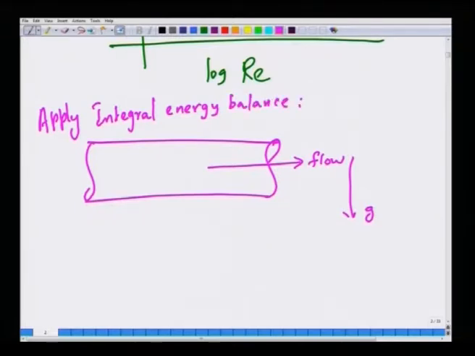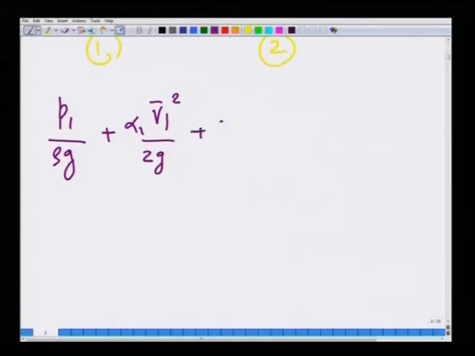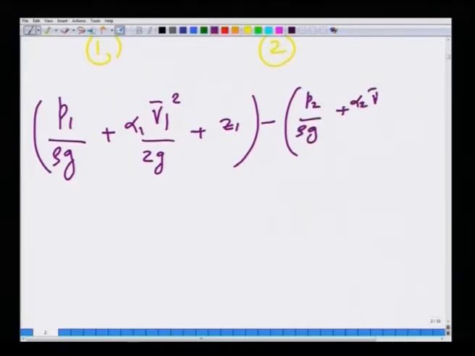When we do that, we take the stations of the control volume, 1 to be like this and 2 to be like this. When we do that, we find that P1 by rho g plus alpha 1 V1 squared by 2 g plus Z1, minus the same quantity evaluated at the exit, P2 by rho g plus alpha 2 V2 squared by 2 g plus Z2, is equal to the head losses in the pipe, because there is nothing else that is happening.